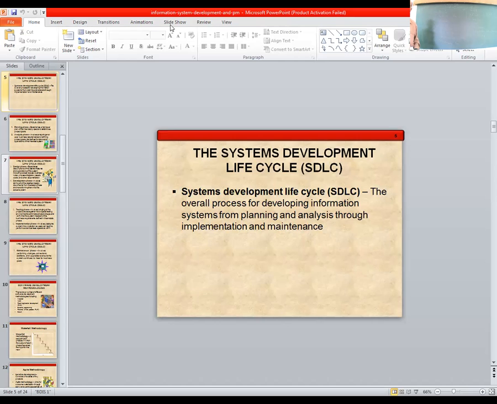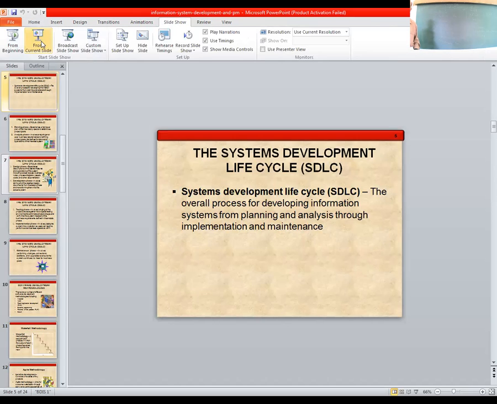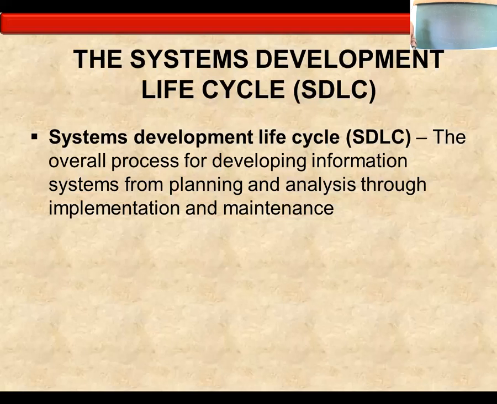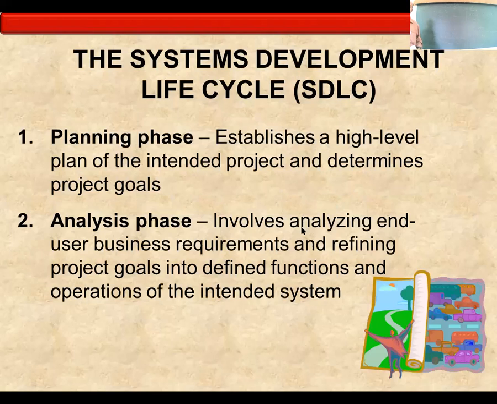Let me show the slide. The different phases: the very first is the planning phase. The planning phase establishes a high-level plan of the intended project and determines project goals. Then the analysis phase, where you analyze the end user business requirements and refine project goals into defined functions and operations of the integrated system. Here you must analyze all your resources and the number of people going to be involved in the project.